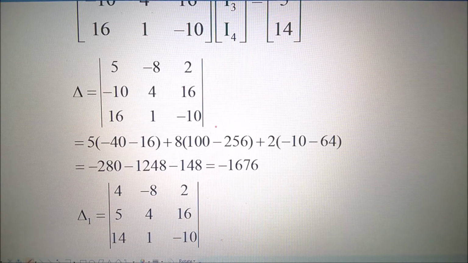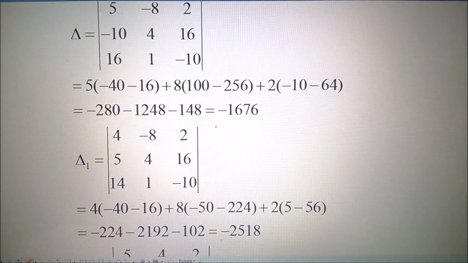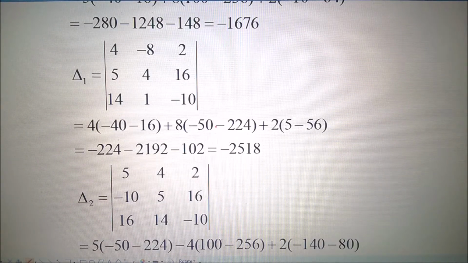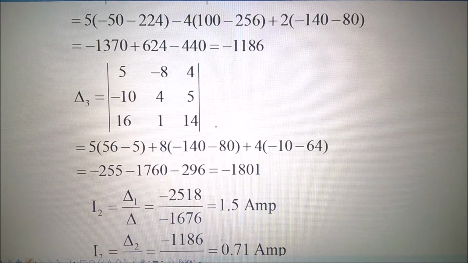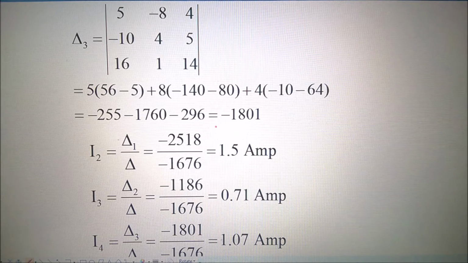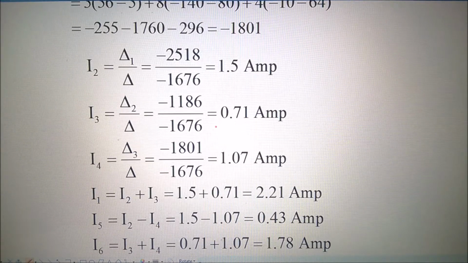That is how to apply Cramer's rule. I have applied Cramer's rule and found delta 1, delta 2, and delta 3. After that, I found I2, I3, and I4, and then I found I1, I5, and I6 from the earlier equations. And that is all about this problem.